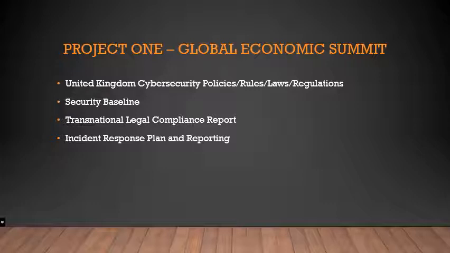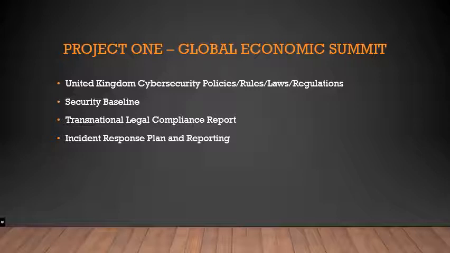Project 1, which was the Global Economic Summit, consisted of the 5I Alliance nations setting up a network infrastructure. Because the summit is so important and so noticeable to the public, they were a prime target for a cybersecurity attack because of the information that's being shared. A security baseline was conducted to set up what devices, tools, techniques, and procedures would be used during the summit.